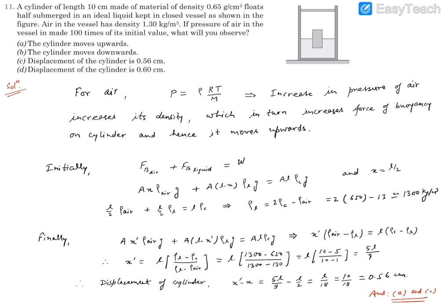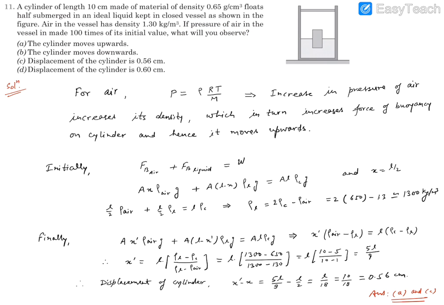Hello, here's question number 11. It reads that there is a cylinder of length 10 centimeter made of a material whose density is 0.65 gram per centimeter cube, and that floats half submerged in an ideal liquid kept in a vessel which is closed as shown in this figure. Air in the vessel has a density 1.3 kg per meter cube. If the air pressure is made 100 times the initial value, what are you going to observe?